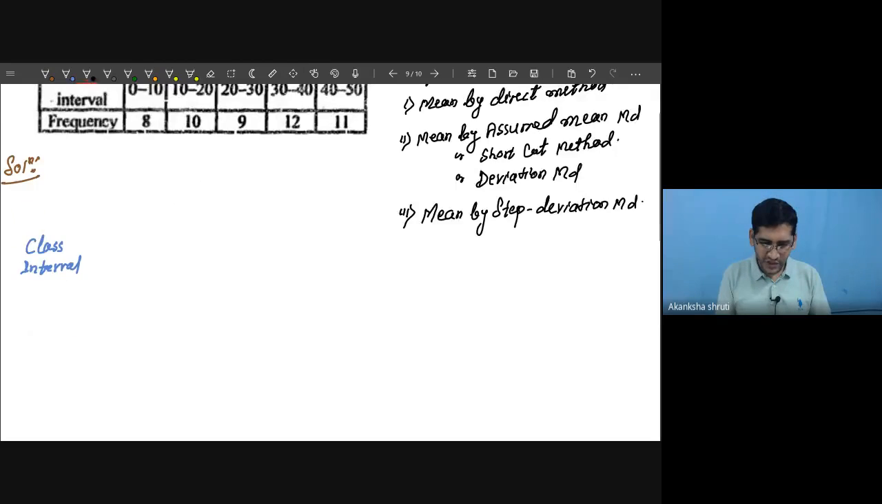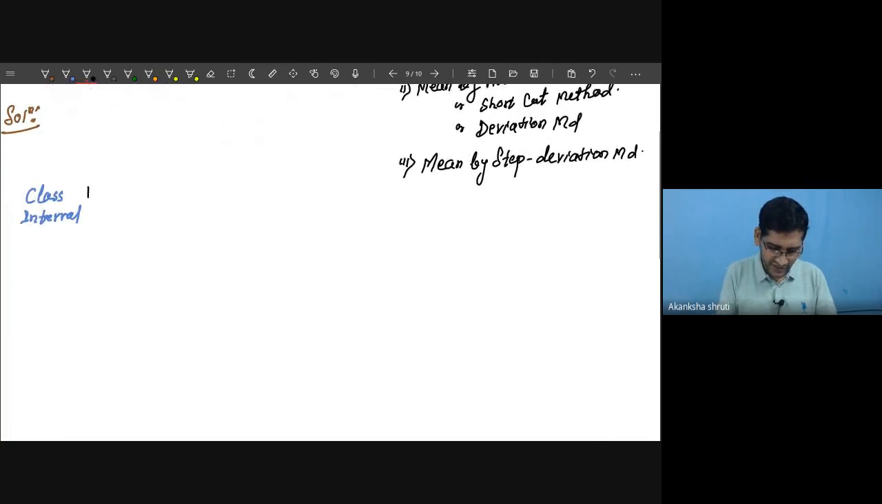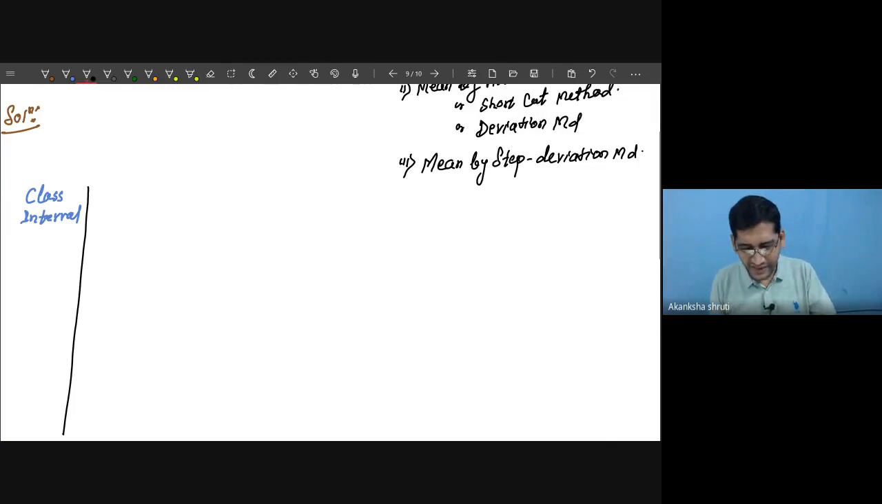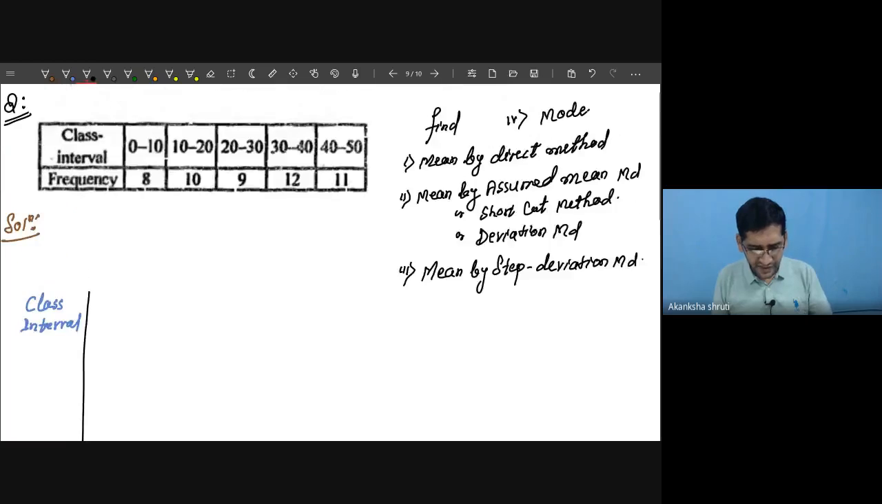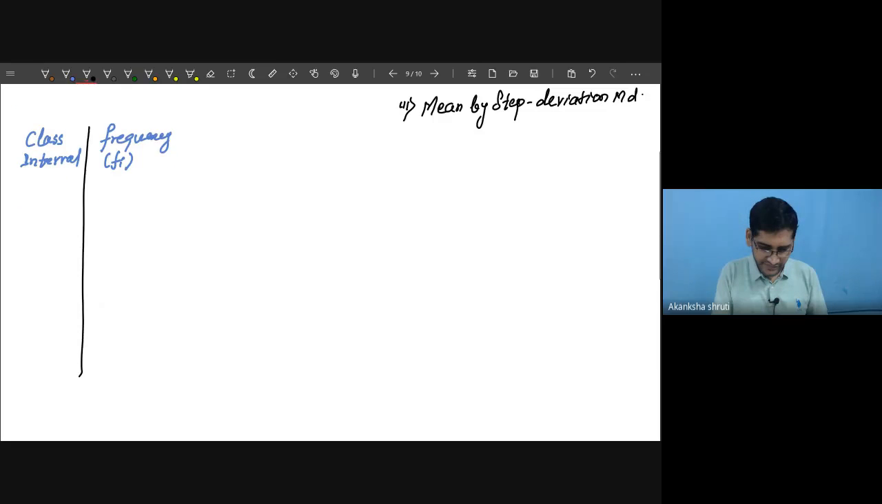Very first, you have to take the data as it is. The next one is whatever frequency is given; denote it by the symbol fi. Again take it vertically.